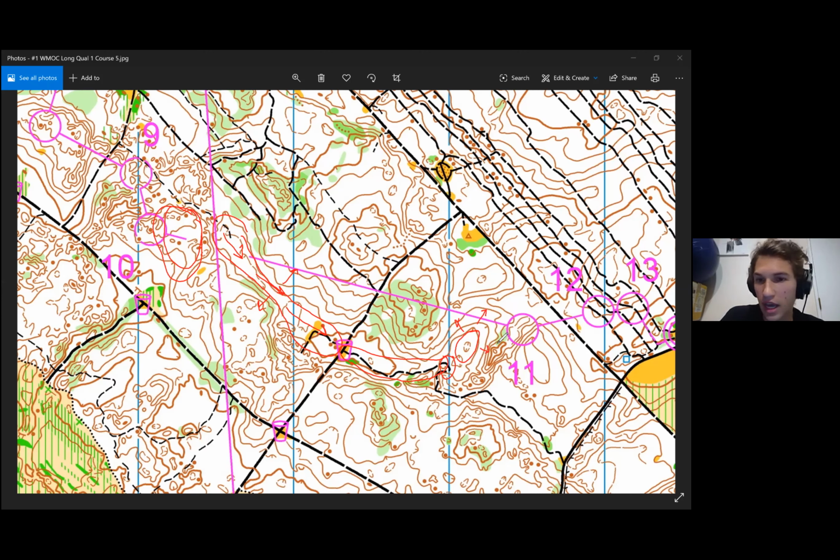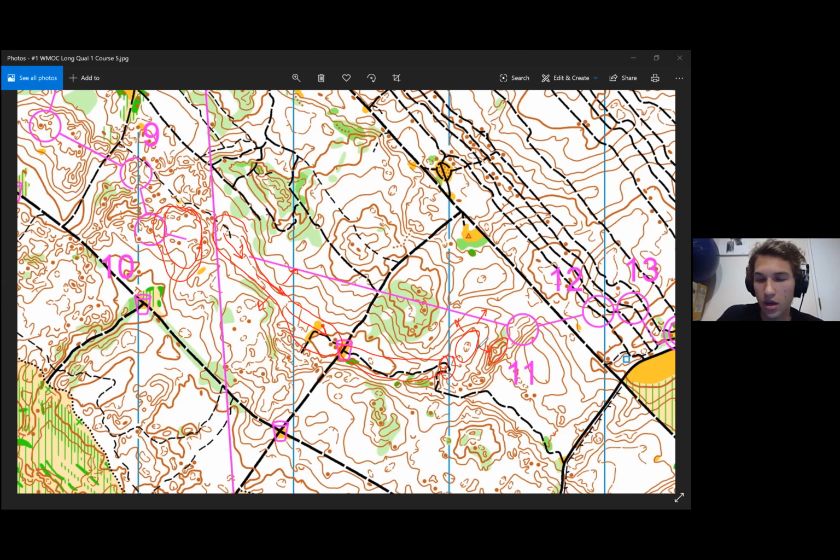I think my attack point, I'd quite like to use this hill as my attack point. It's quite distinctive. It's the highest hill in the area, and I should be able to see it from the depression here.